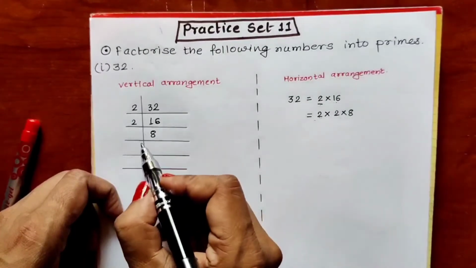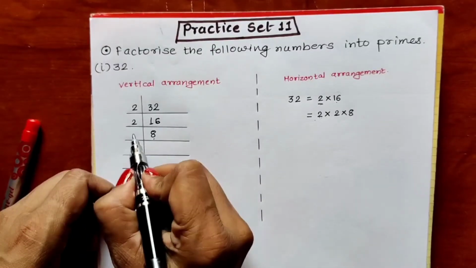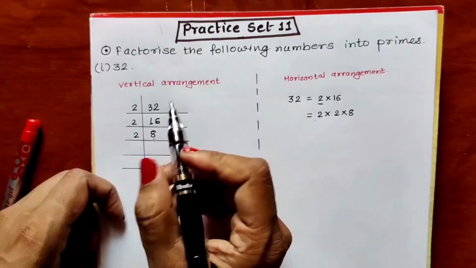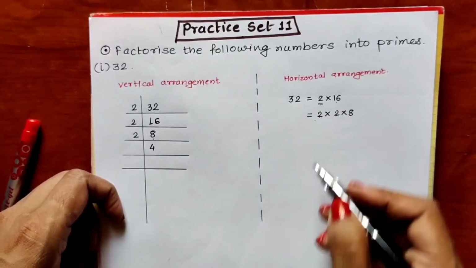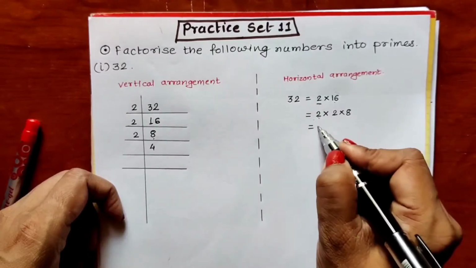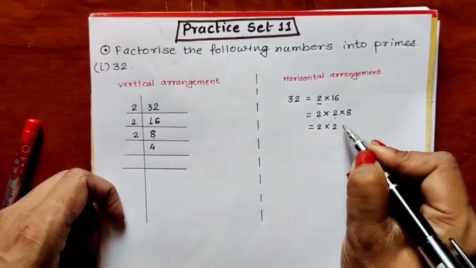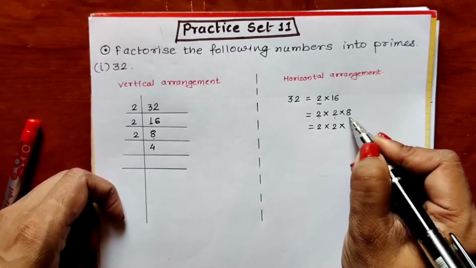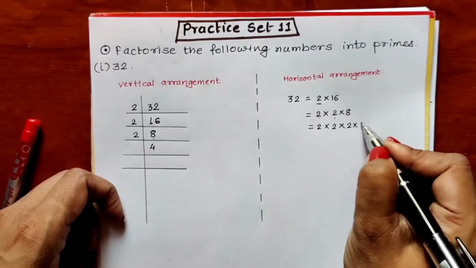Next step on the vertical arrangement. 8 is the even number. It is divisible by 2. So 2 4s are 8. Here first 2 as it is write down, second 2 as it is write down because these are prime numbers, and then 8 can be factorized again. So factors of 8 are 2 4s are 8.